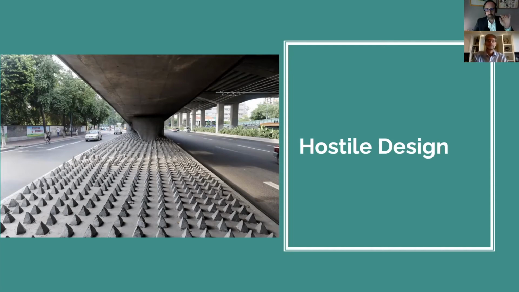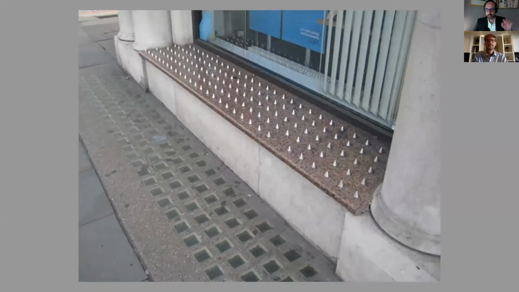But if we're thinking about homelessness in particular, these spikes here that we're looking at, similarly to the first ones, they're not solving homelessness. This set of spikes here is to prevent someone from laying down at this spot and getting some rest. But it's not solving the underlying causes of homelessness. It's just pushing it away to some other windowsill, to some other location, somewhere that it doesn't exist at the moment.